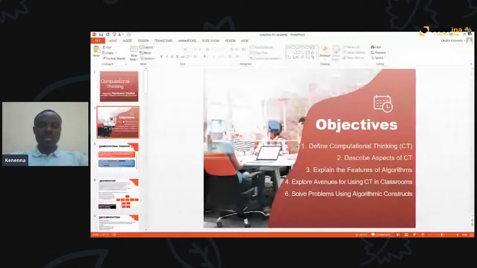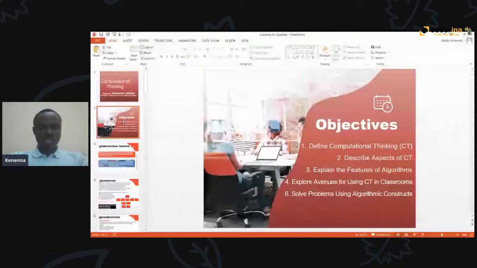And then thirdly, we need to be able to explain the features of algorithms, because a component of computational thinking, a subset of computational thinking, is algorithmic thinking. And some people would even say that computational thinking is the same as algorithmic thinking. And so what are the features of algorithms that we'll be looking at? You should be able to explain these features. And then we need to, to some extent, look at how computational thinking would come in the classroom as students. How are we going to apply computational thinking in our learning, in the learning process?